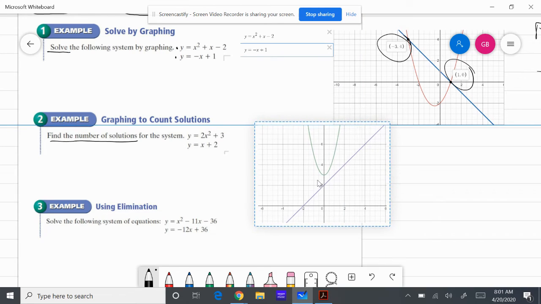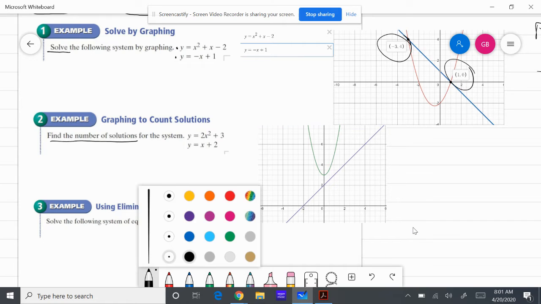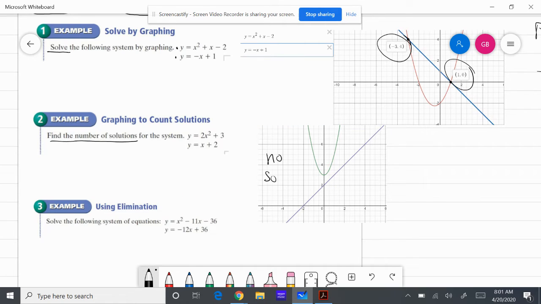Paste it here. And then we could just write here, no solution. Okay.